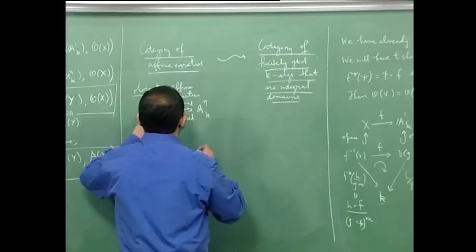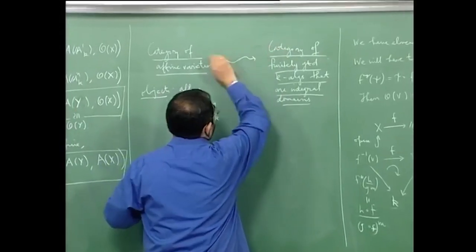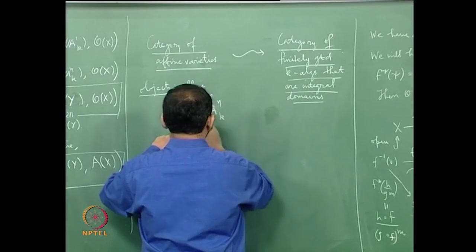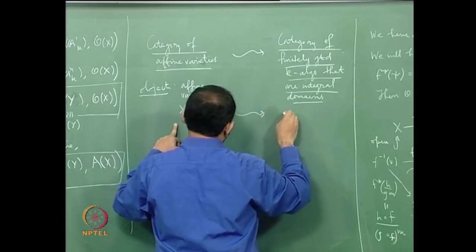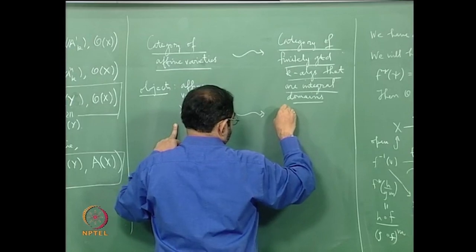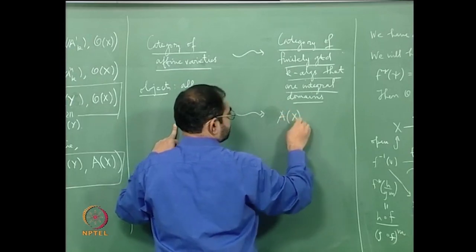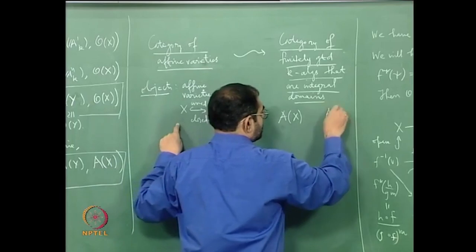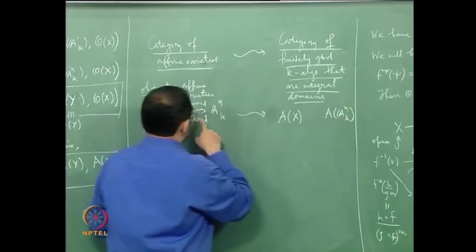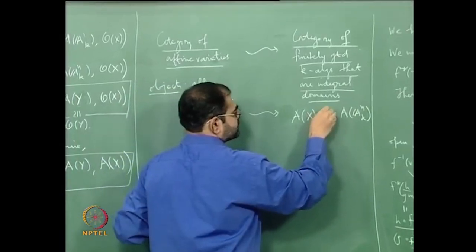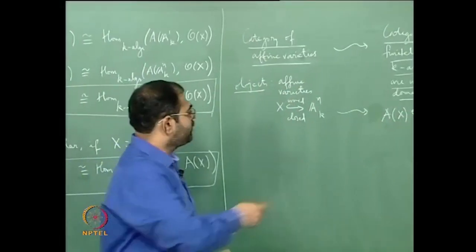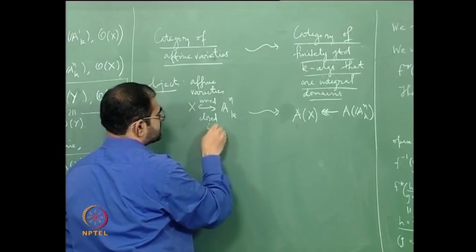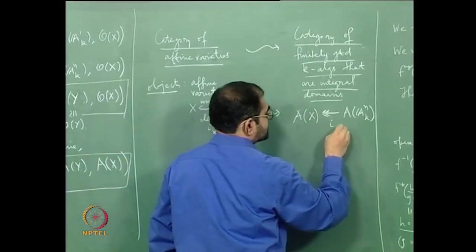Okay, and I have a functor that takes objects to objects here. So what it does is that if you give me an X, it takes this X to A of X. So it takes X to A of X, and it takes Y to A of Y, and it takes this closed immersion to a quotient. And you know what that map is? If you call this closed inclusion I_X, you know what this map is? This is just I_X star.